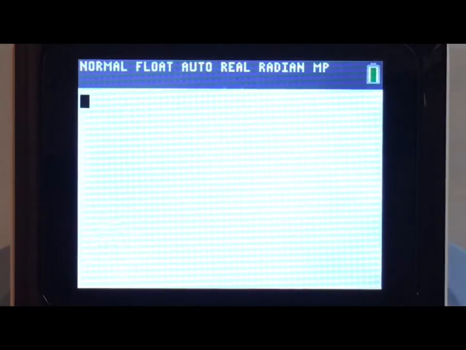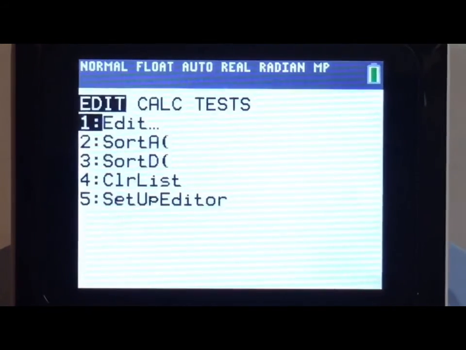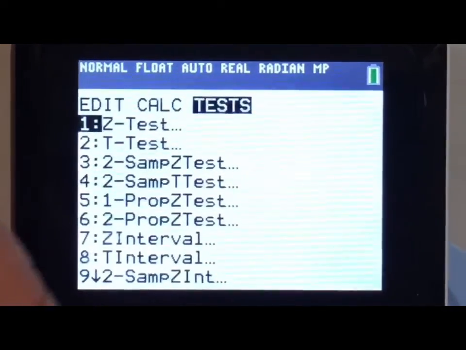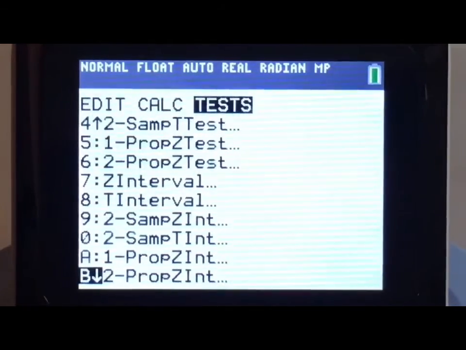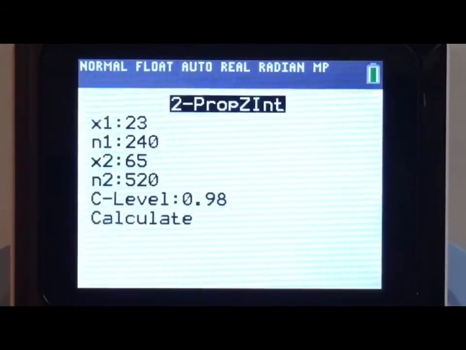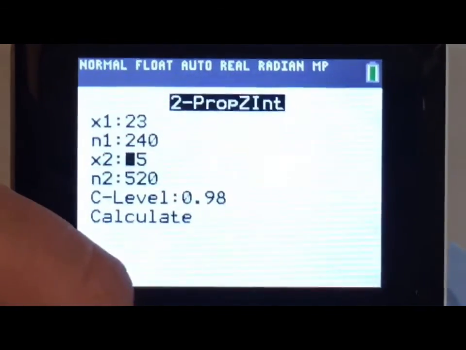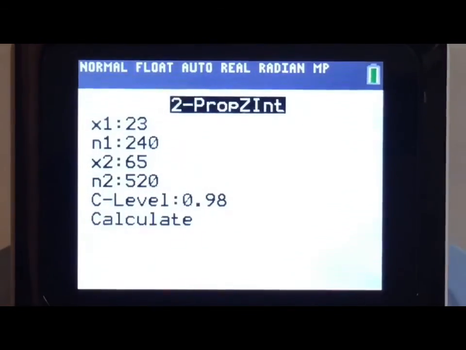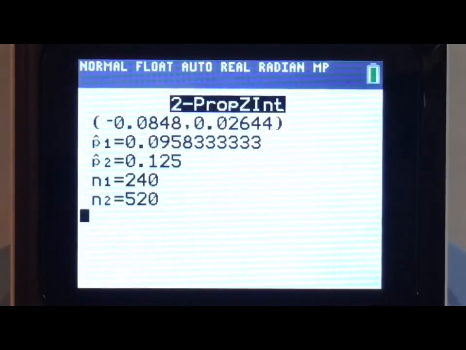If we wanted to use the calculator instead to construct our confidence interval, we would have to press the button stat, go all the way to tests, find 2-prop z interval, input our values, which we already have in this case, press calculate, and we see that the confidence interval was at the top along with the population proportions and their sample sizes.